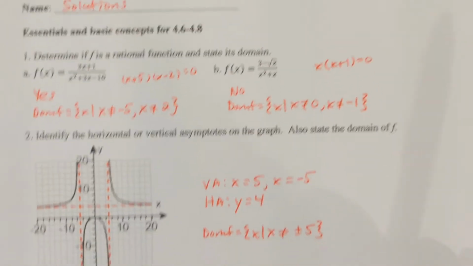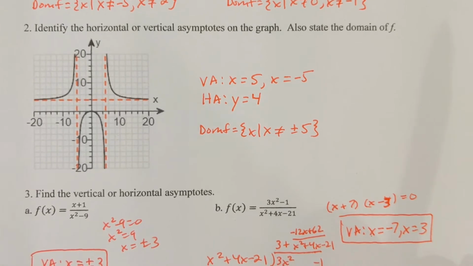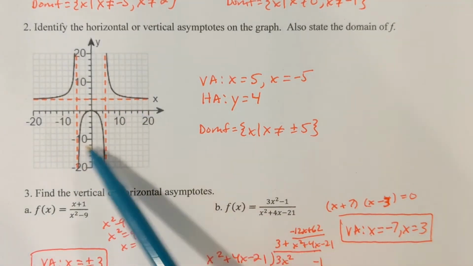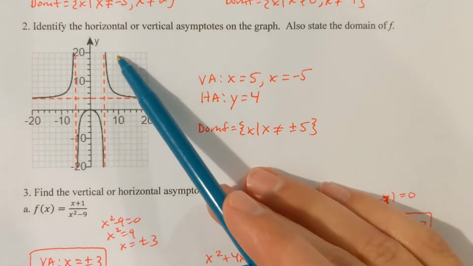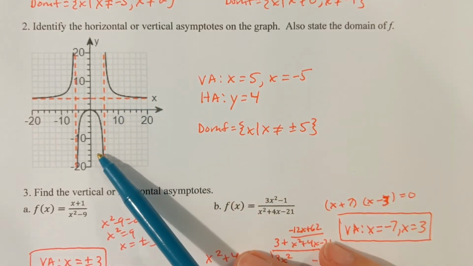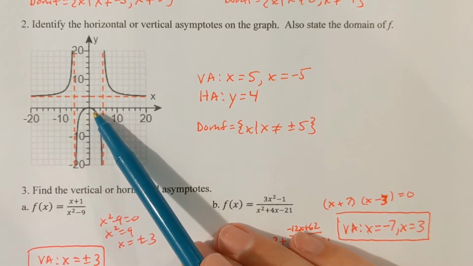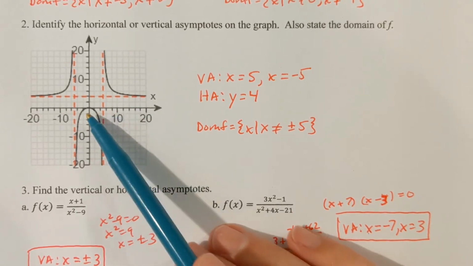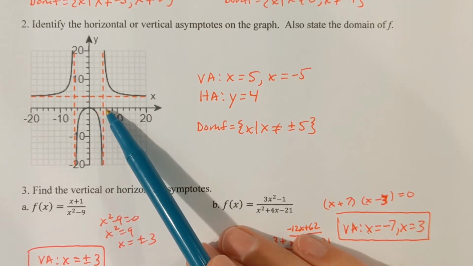Okay, problem 2. Identify the horizontal or vertical asymptotes on the graph. Also state the domain of f. So we have the graph of some function, and remember we use a dotted line to represent an asymptote. So it looks like, and take note of the scale here, I'm using an increment of 2 on both of the axes. So here's 2, 4, 6.